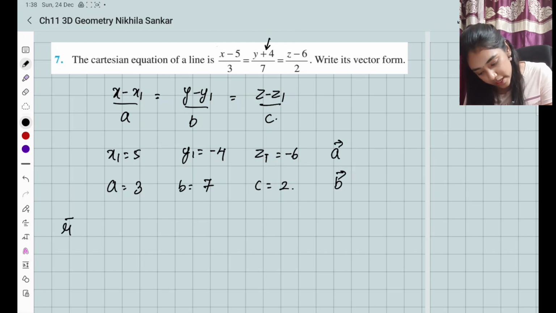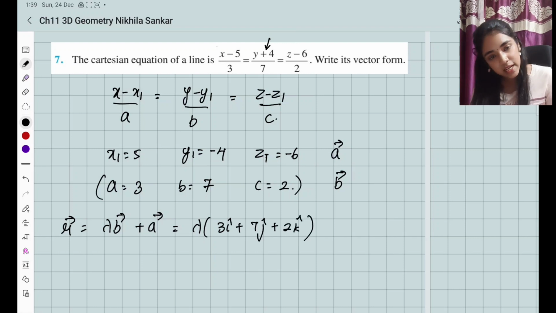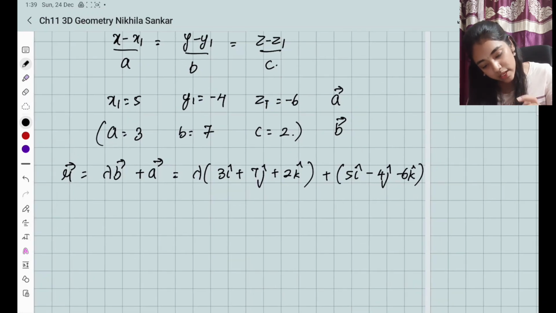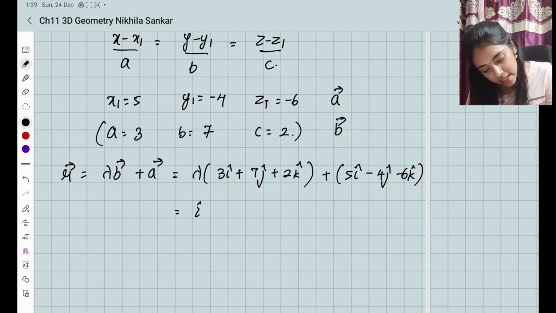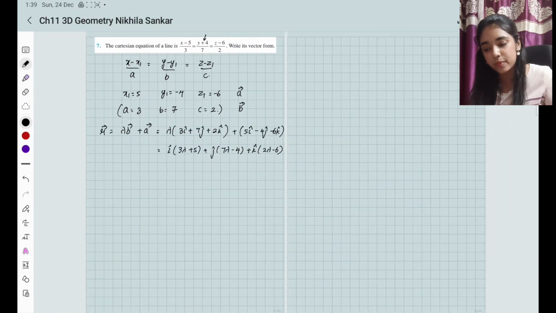Okay. Now what is my r vector going to be? Lambda b plus a vector, which is going to be lambda times b vector என்ன? இதுதான் கொடுக்கும். So this is going to be 3i cap plus 7j cap plus 2k cap. Coordinates and ijk formல எழுதுறேன். Plus a times 5i cap minus 4j cap minus 6k cap. Okay, this when I consolidate, I'll have i times 3 lambda plus 5 plus j times 7 lambda minus 4 plus k times 2 lambda minus 6. இதுதான் vector form. Okay, please copy.